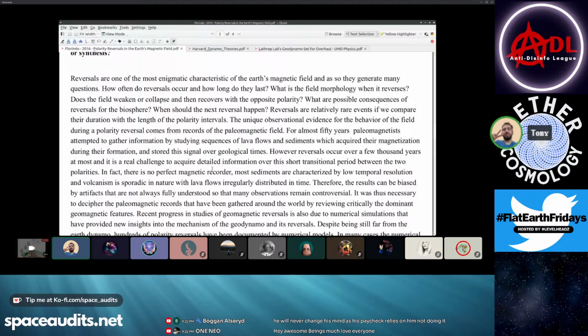What are possible consequences of reversals for the biosphere? When should the next reversal happen? Reversals are relatively rare events if we compare their duration with the length of the polarity intervals.